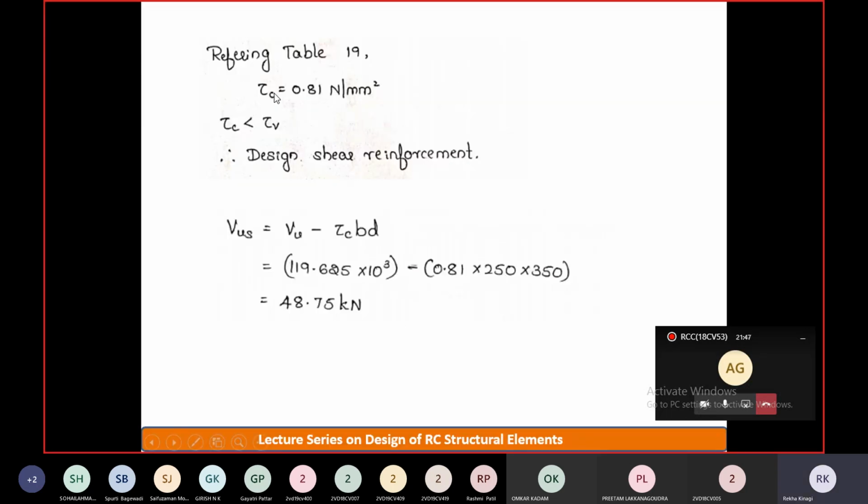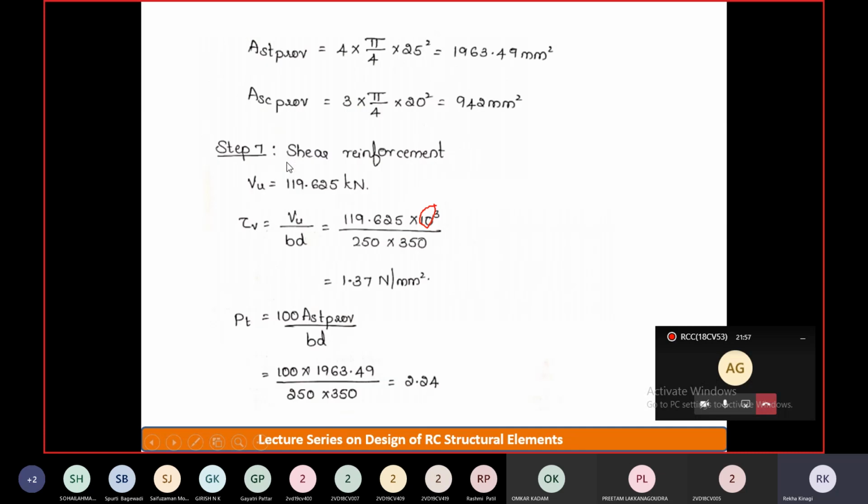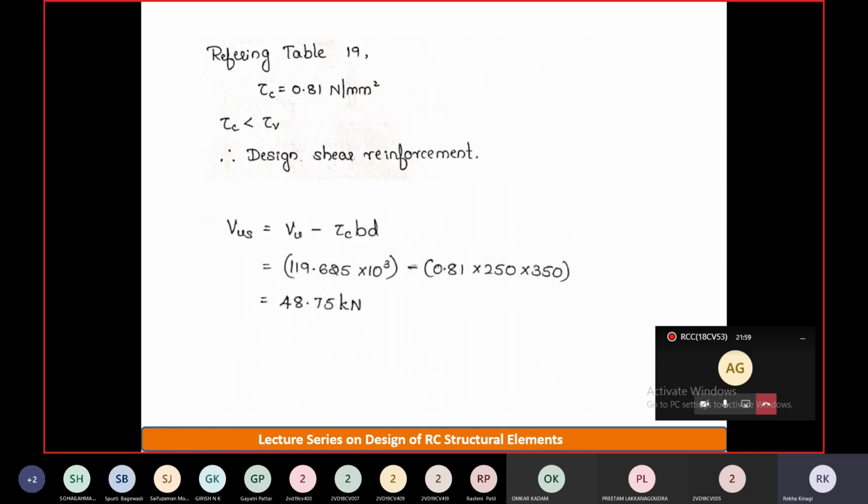Here we have tau c value equal to 0.81 Newton per mm square, and we know that now tau c is less than tau v because tau v value is 1.37 Newton per mm square. So tau c is less than tau v, hence we need to design the shear reinforcement. We cannot provide the nominal reinforcement now. Now the reinforcement is to be designed.